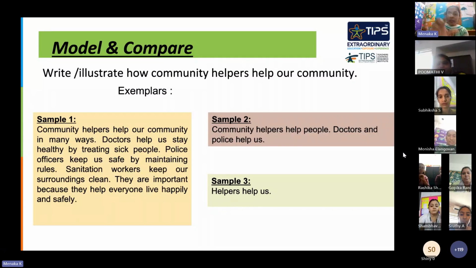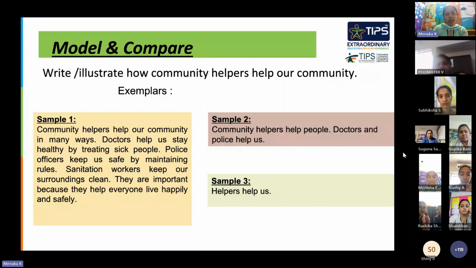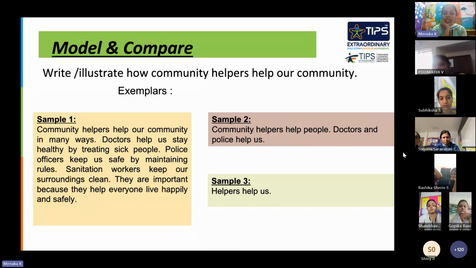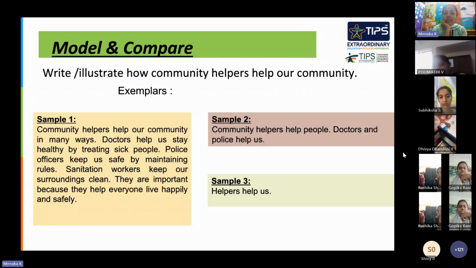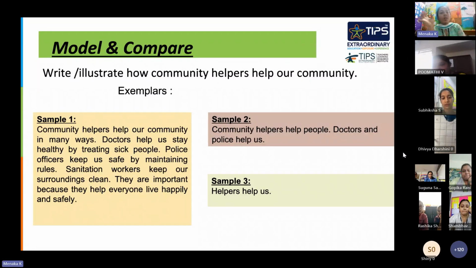First sample speaks about how community helpers help our community in many ways. Doctors help us stay healthy by treating sick people. Police officers help keep us safe by maintaining rules. Sanitation workers keep our surroundings clean. They are important because they help everyone live happily and safely. This is my first sample. The second sample I'm giving them is: community helpers help people. Doctors and police help us. Just a single line. Help us is the third sample.